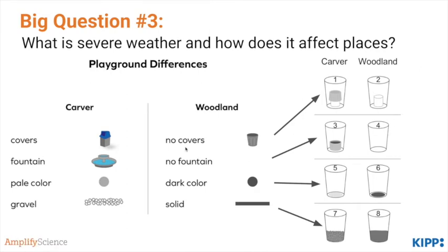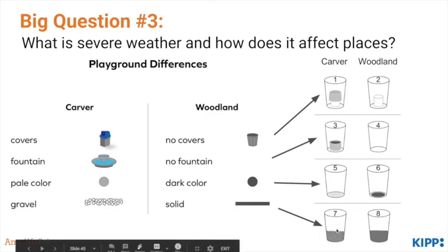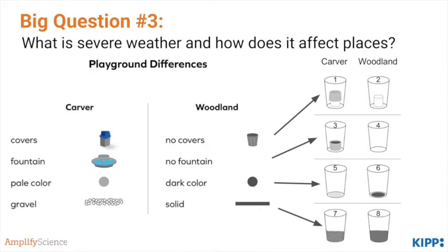Students determine that the first three factors don't affect how much water is accumulating, but that the fourth factor does. The gravel absorbs the water, so it doesn't accumulate, but the solid material causes water to sit on top and fill the cup really high. Students determine that it's the material of Woodland that is causing the water to not drain properly and to cause flooding. Awesome. So how do we fix this?